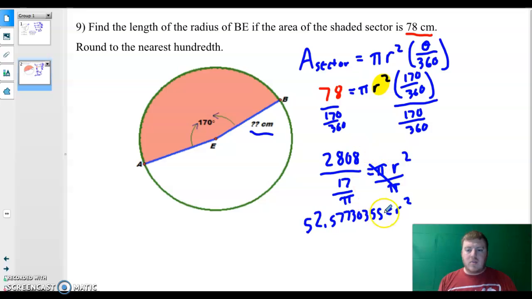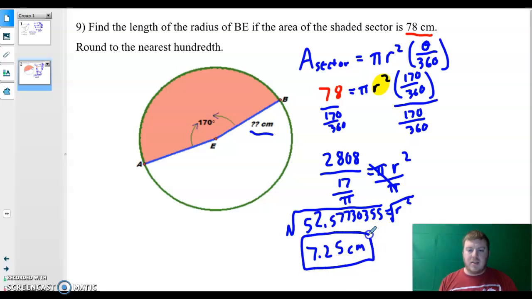But then we have the r squared by itself, so you should know that to get rid of a squared, we want to take the square root. So we take the square root of both sides, and that's going to give us, when we round to 2 decimal places, 7.25 centimeters, giving you your answer.